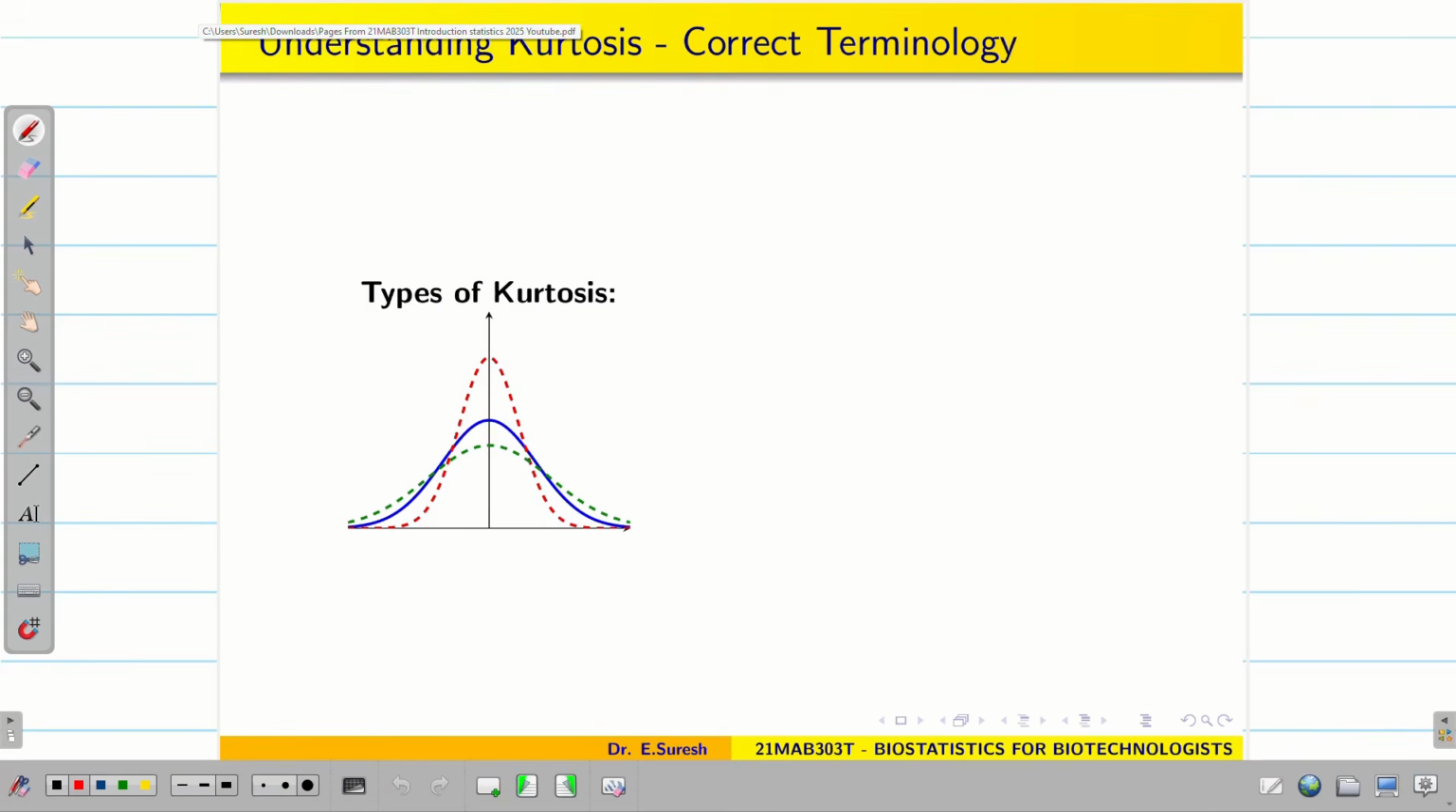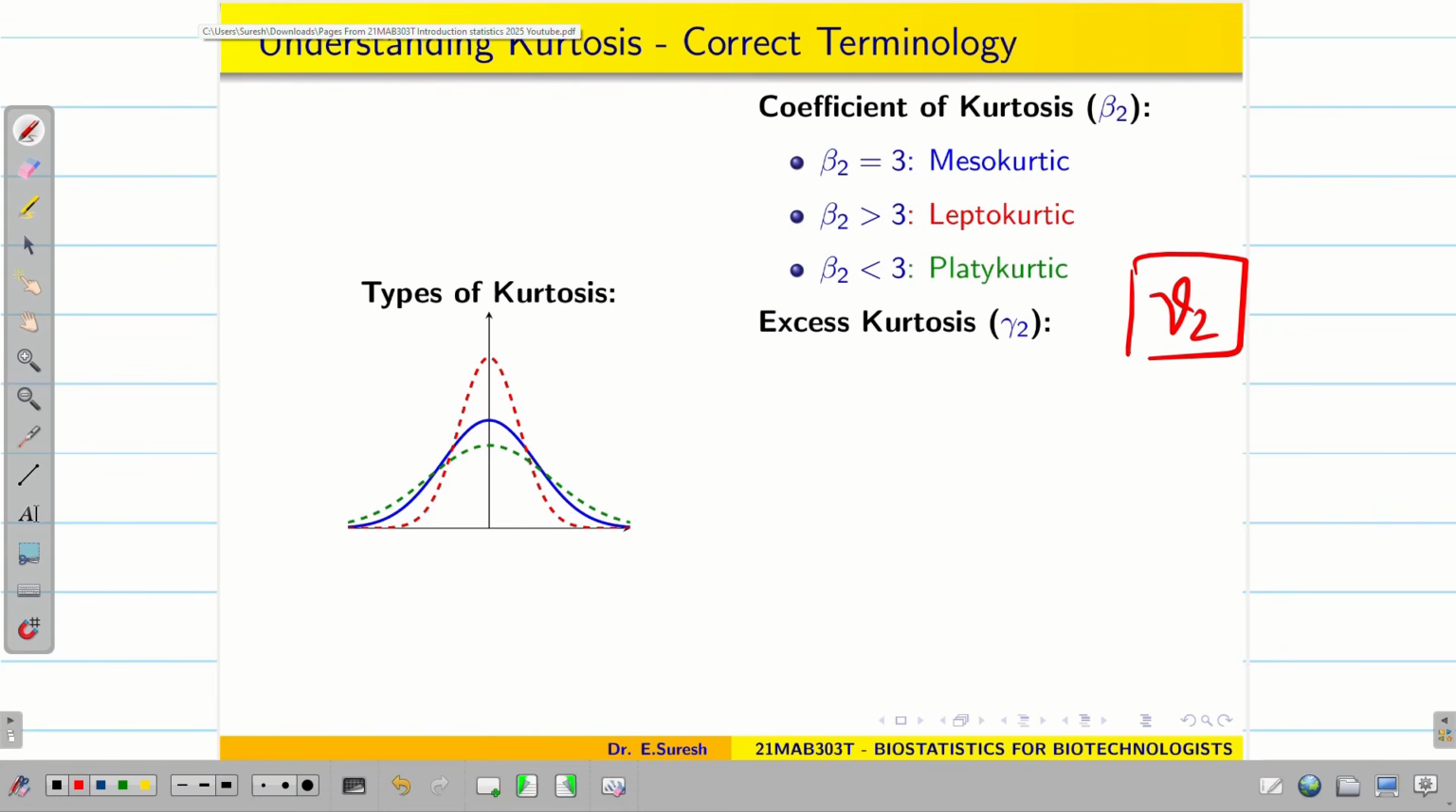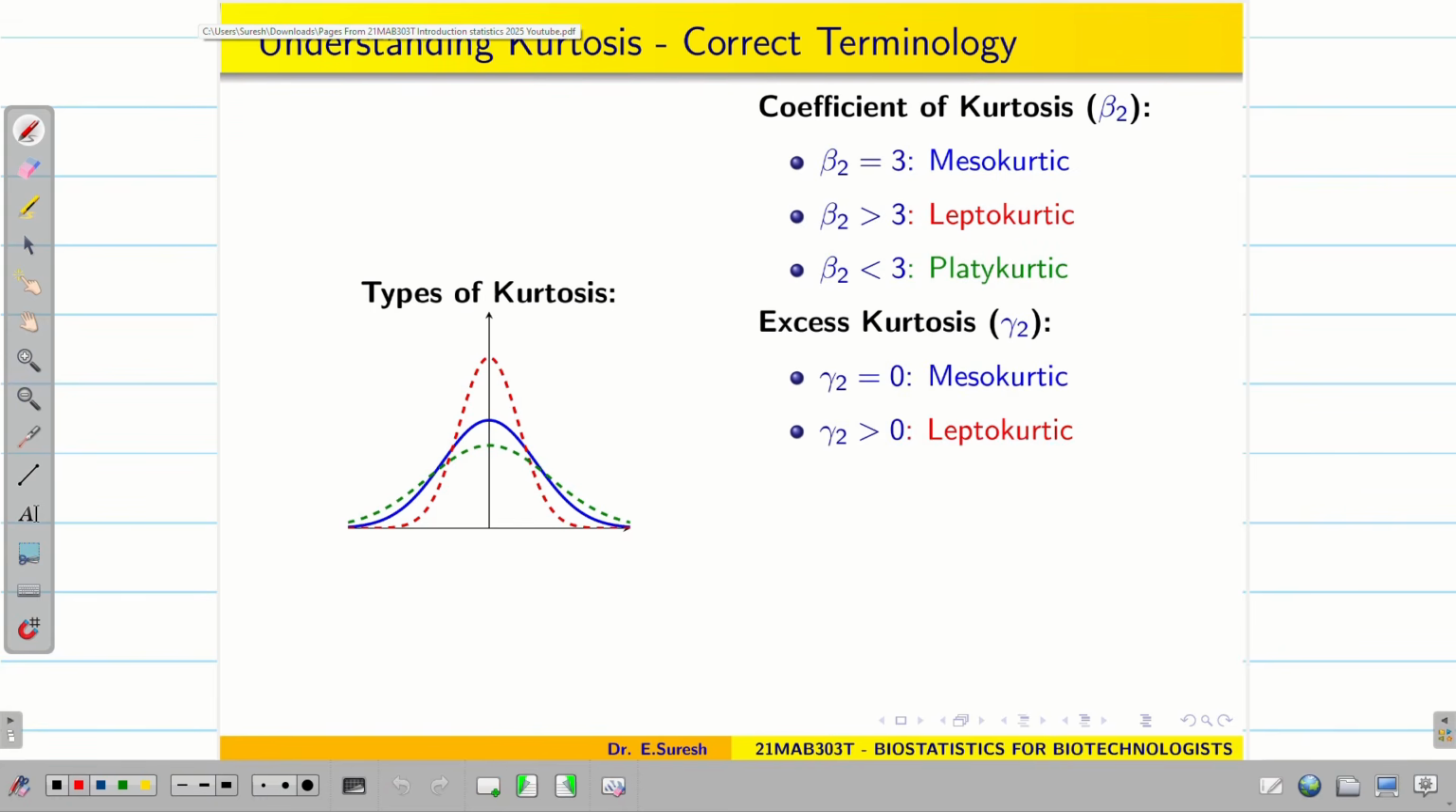So now we can write the contents. Coefficient of kurtosis beta 2. If it is 3, it is mesokurtic, that is the blue one. If it is greater than 3, leptokurtic, less than 3, platykurtic. And this gamma 2 is known as excess kurtosis. If it is 0, mesokurtic, greater than 0, leptokurtic, less than 0, platykurtic.